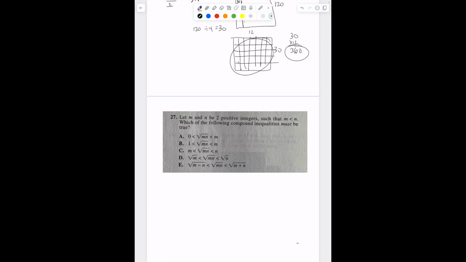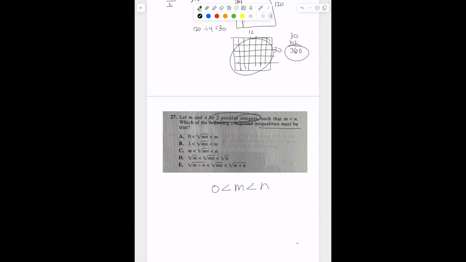Okay, question 27. So let m and n be two positive integers such that m is less than n. Now remember, they're positive. So really this is 0, m, n. And they're integers, which means they can't be halves. They have to be 1, 2, 3, 4, so on and so forth. So which of the compound inequalities must be true?